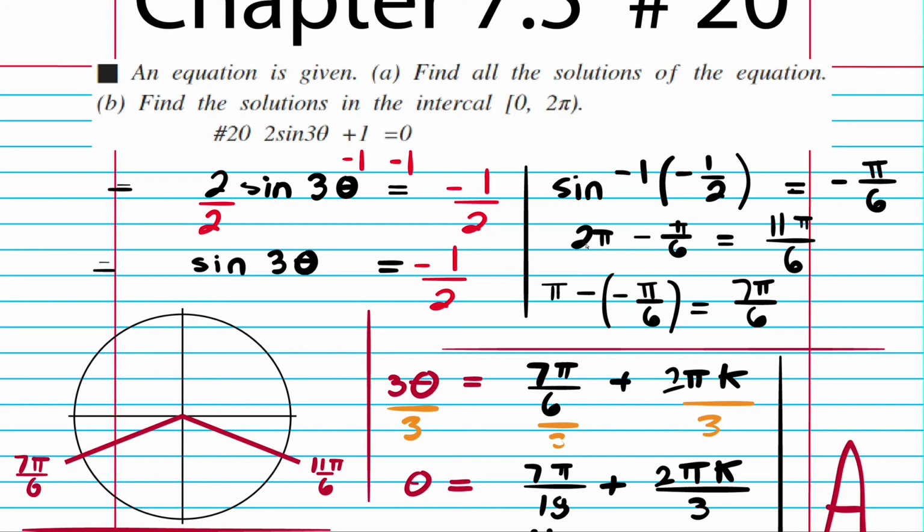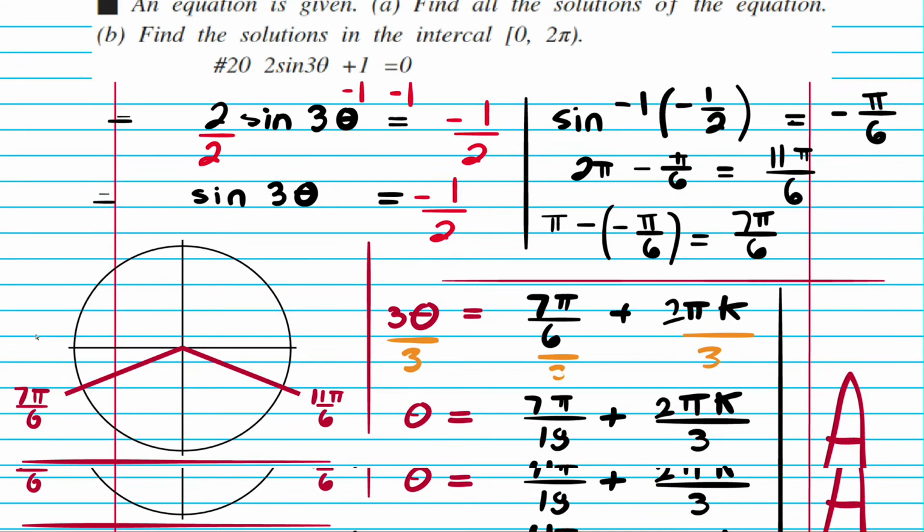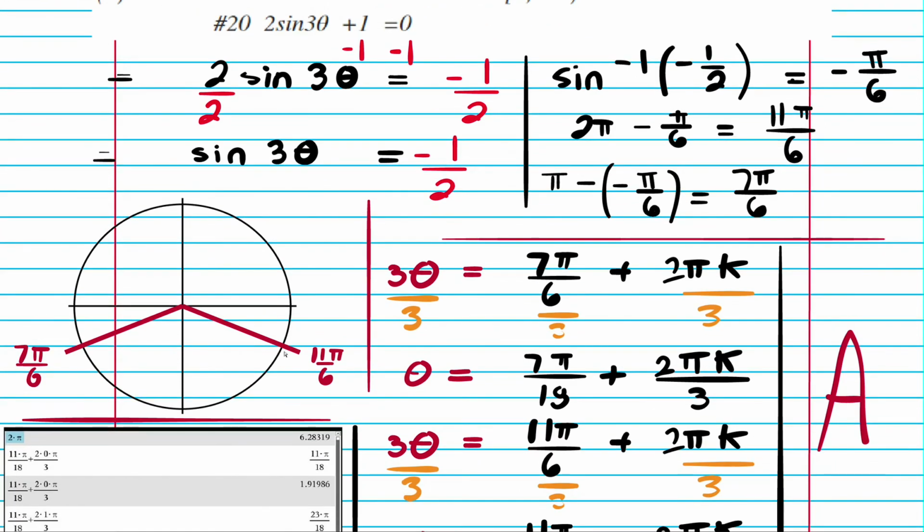So when you do the equation of 2 pi minus pi over 6, we get that 1 point is 11 pi over 6. And then when you do pi minus negative pi over 6, we get the second point, which is 7 pi over 6. And when both of these radian degrees are input into your calculator, you will indeed get a negative 1 half. And I drew a little diagram right here to help visualize where the points would be.